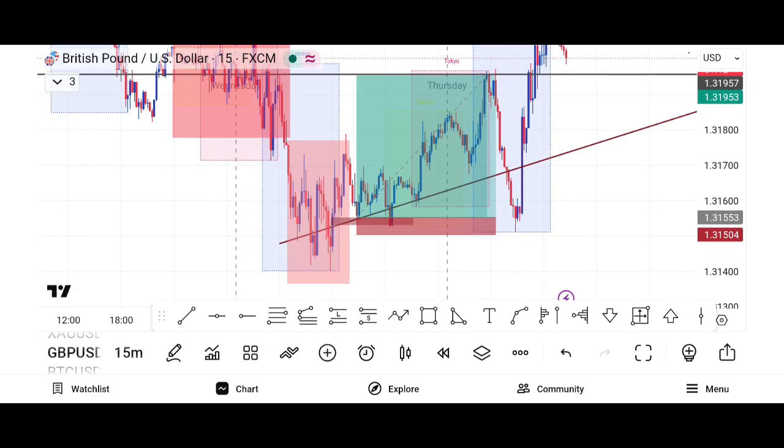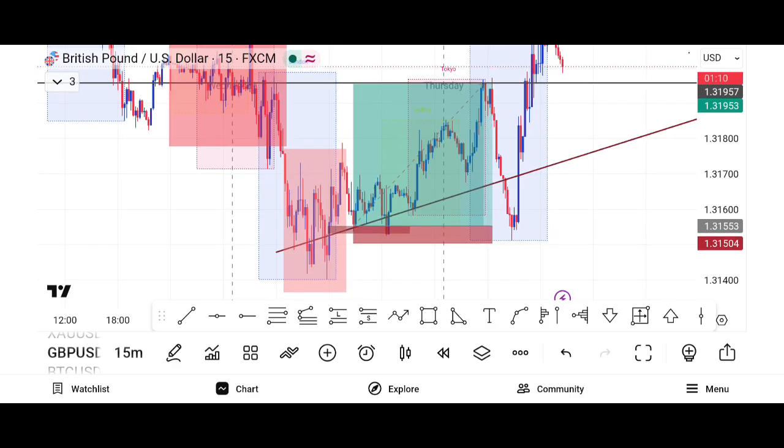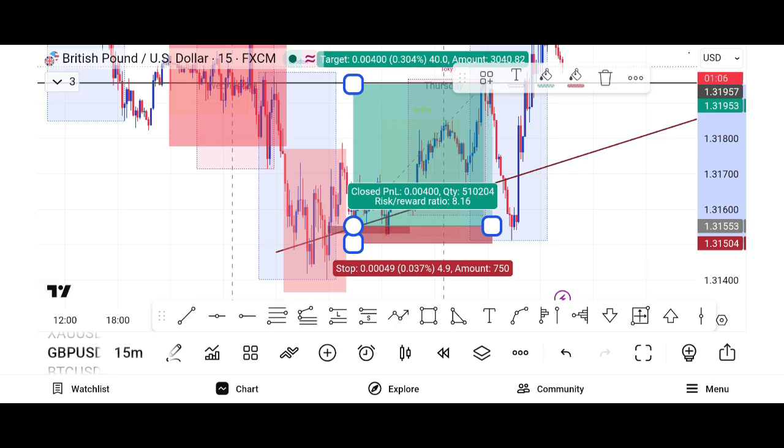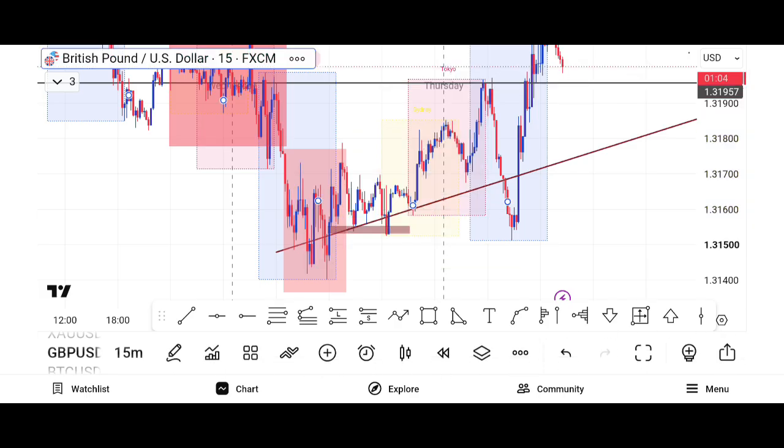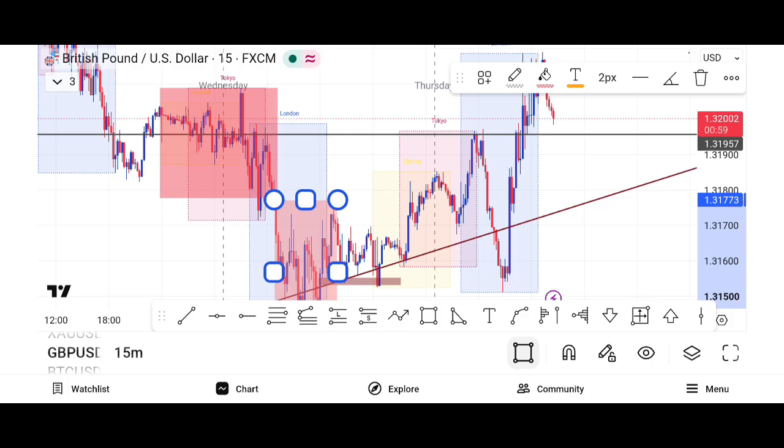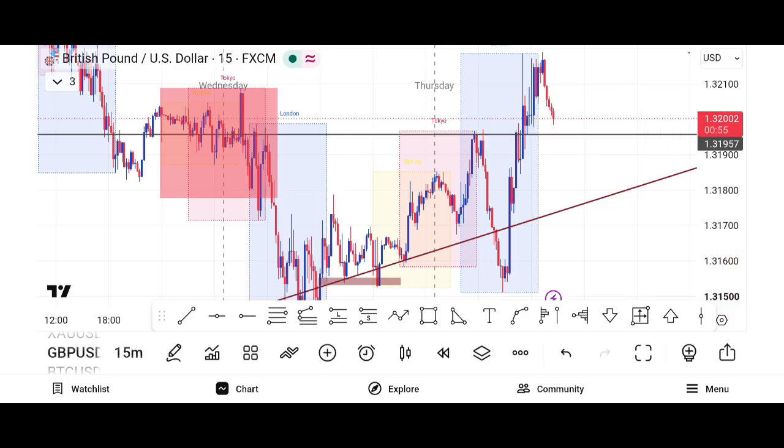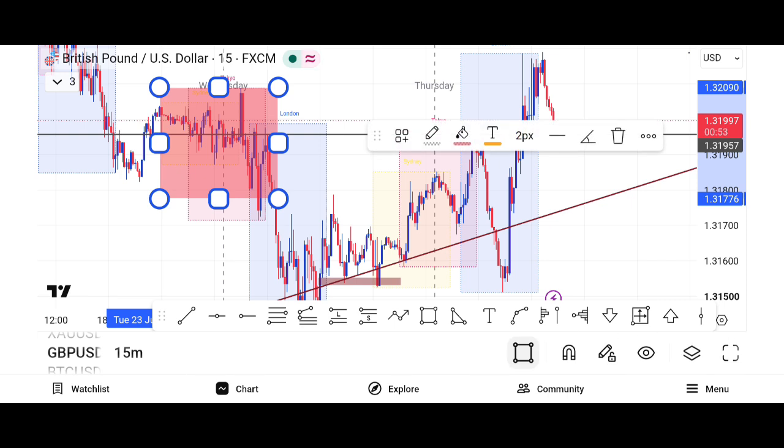But that wasn't all that made me take that trade. The ALA strategy made me take the trade. Okay, let me show you. Allow me to move them so that you can see what the ALA strategy is.